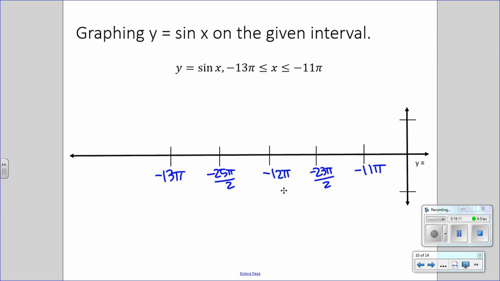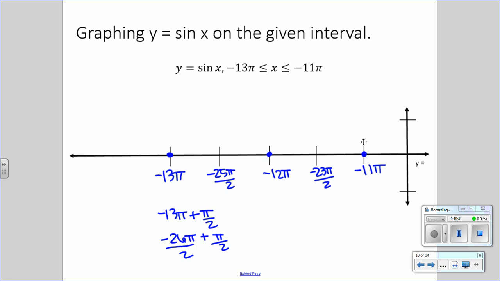Again, to get that, you can do, say, negative 13 pi plus pi over 2. Again, you get a common denominator, so this is negative 26 pi over 2 plus pi over 2, I apologize, which is how I get the negative 25. You can do the same thing to get this one. When you're graphing it, again, this is sine, so our whole numbers for pi should be my zeros. So I'm going to plot those right away.